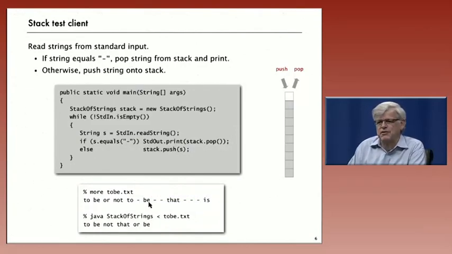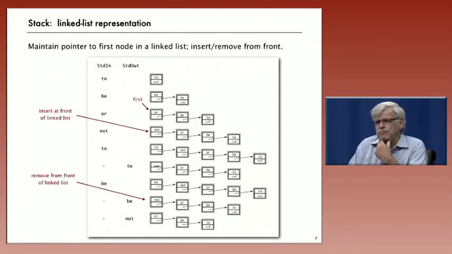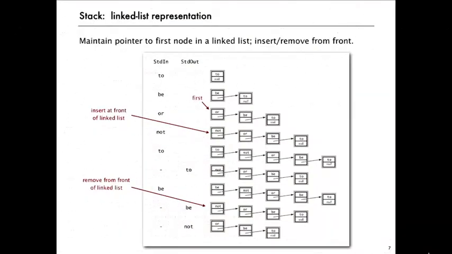Then it'll put be on the top of the stack, and then pop the top item on the stack, which is now be, and then pop the item most recently added. Be's gone, to's gone, so the next is not, and so forth. So this is a simple test client that we can use to test our implementations. Now let's look at the code for implementing a stack. The first implementation that we'll look at uses linked lists. If you're not familiar with linked lists, you'll need to review that in sections 1.1 through 1.3 of the book, or in our Introduction to Programming in Java book.